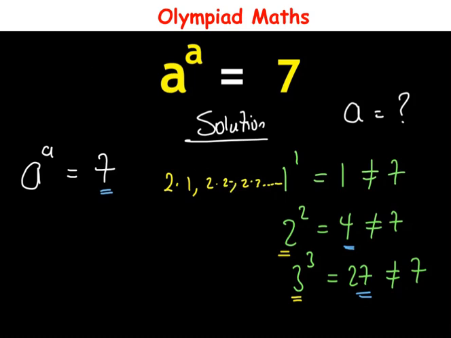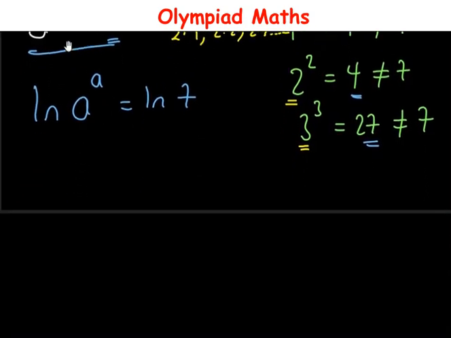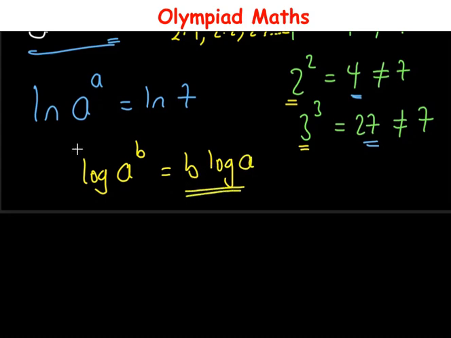So just follow. So right here, to solve this, first, we're going to introduce natural logarithm to both sides of the equation. So ln a raised to power a is equal to ln 7. With this, we are then going to apply this rule of logarithm, that if you have logarithm of a raised to power b, this equals b times logarithm of a. So applying this property of natural logarithm right here, power a then becomes a times ln a is equal to, here we have ln 7.